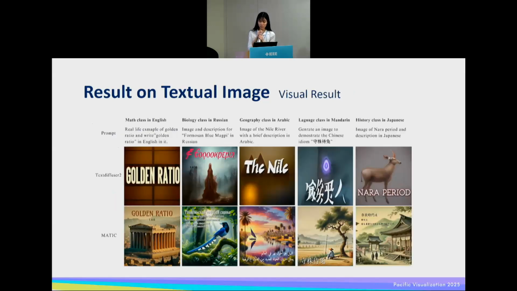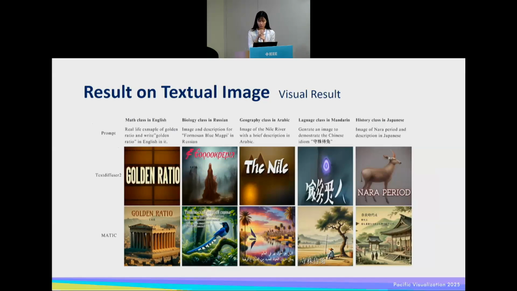The next one is the visual result. We compare with Text Diffuser 2, and it's for an educational concept. The prompt here is math class in English or biology class in Russian. Because we have the content design module, our image follows the prompt more directly. But in Text Diffuser 2, even if the English is correct, the image itself is a little bit different from the prompt.